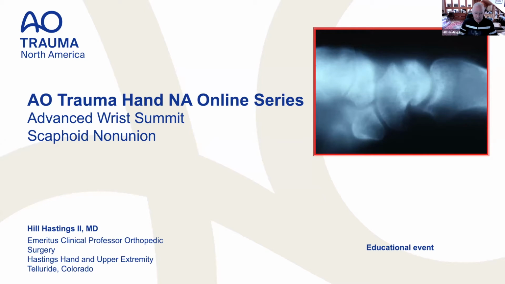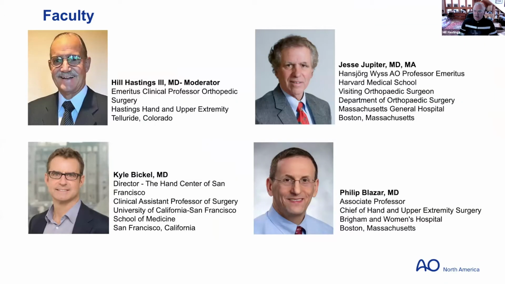Tonight's symposium is on scaphoid non-union, and we've corralled some renowned experts in this area: Dr. Jesse Jupiter, emeritus professor at Harvard; Kyle Bickel, who is a clinical assistant professor at UC San Francisco and director of the Hand Center in San Francisco; and Philip Blazar, who is chief of hand and upper extremity surgery at the Brigham and Women's Hospital in Boston.